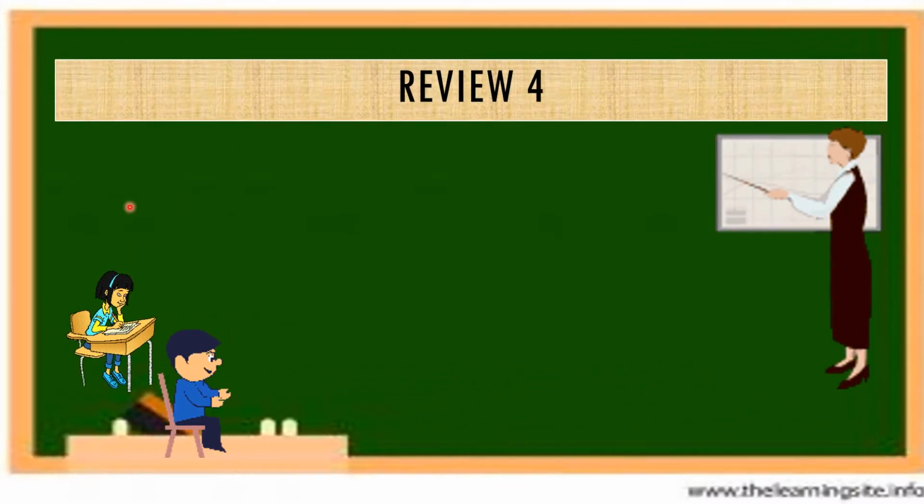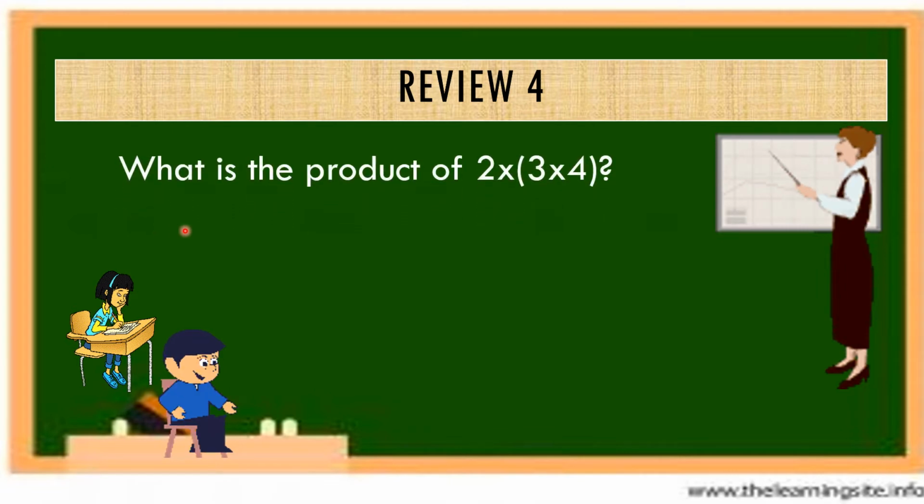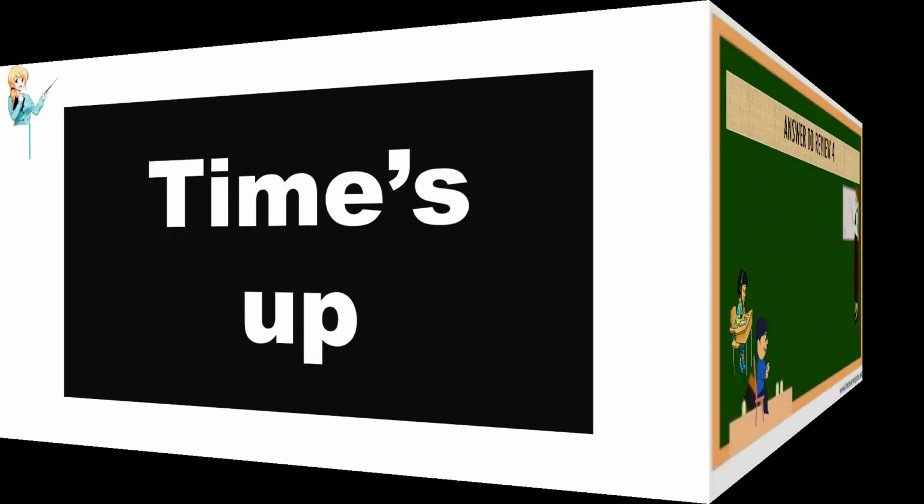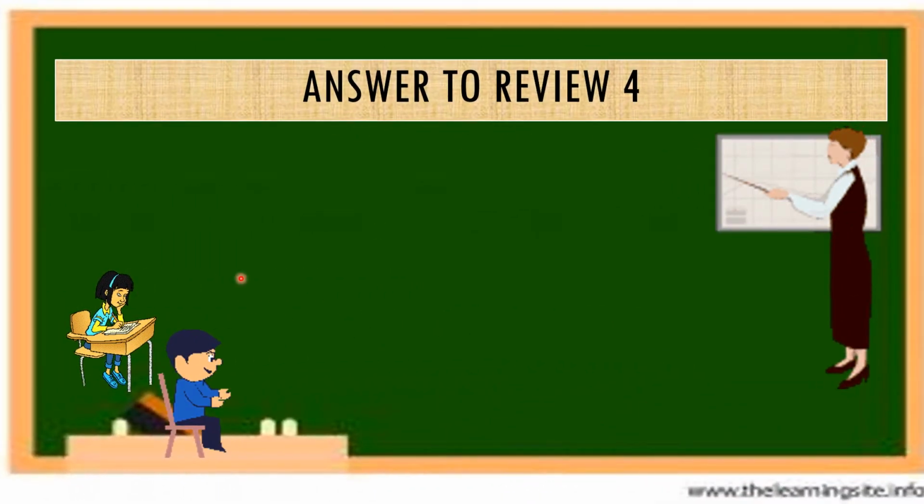We are in review number 4. What is the product of 2 times the quantity of 3 times 4 closed quantity? And we have the next one. How about the product of the quantity of 2 times 3 closed quantity times 4? We have the answer to review 4.